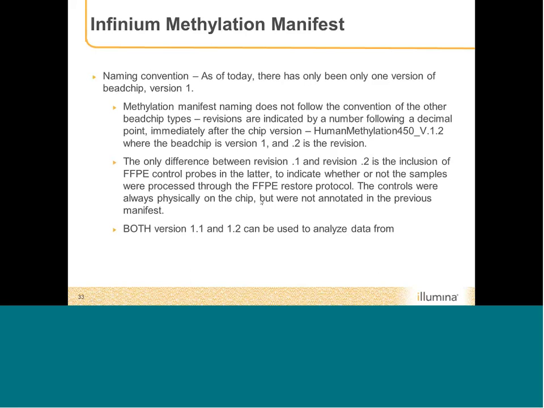Now, we have an FFPE restoration protocol, and we have probes designed to detect whether or not that restoration was done successfully. Now, these probes have always been present on the BeadChip, but in the 1.1 version of the manifest, we did not include the probes in the manifest because we hadn't completed the design of how we were going to use the FFPE restore protocol. And so we released revision 1.2 once we had. So the bottom line is both version 1.1 and 1.2 of the methylation manifest can be used to analyze data. It's just that if you ran the restore protocol, you should use version 1.2.